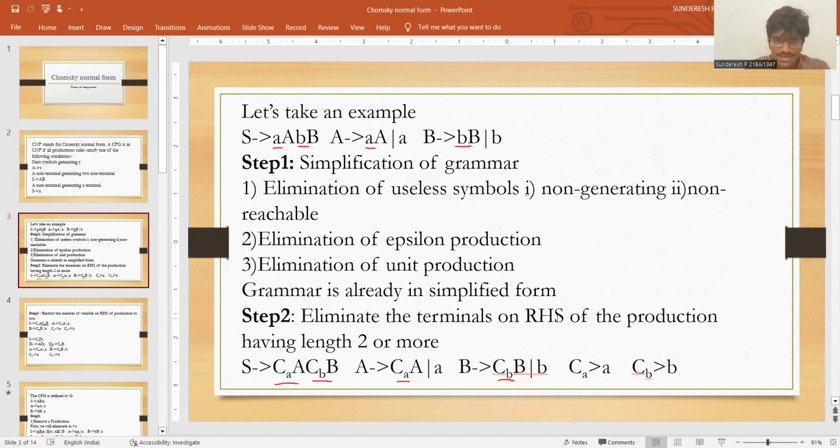Eliminate the terminals on the RHS of the productions having a length of 2 or more. According to the statement, we have to replace the terminal symbol A by the non-terminal symbol CA, which is newly introduced, and terminal symbol B by a non-terminal symbol CB, which is a newly introduced symbol. And we have to do it similarly here because the length is 2 here and the length is 4 here. And we don't do it here because the length is 1. And we have to define the productions for the newly introduced variables, that is CA and CB.